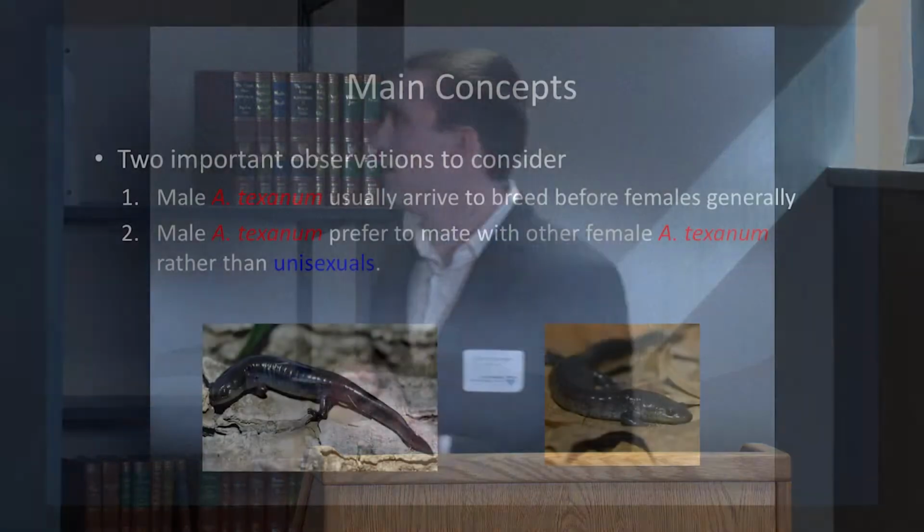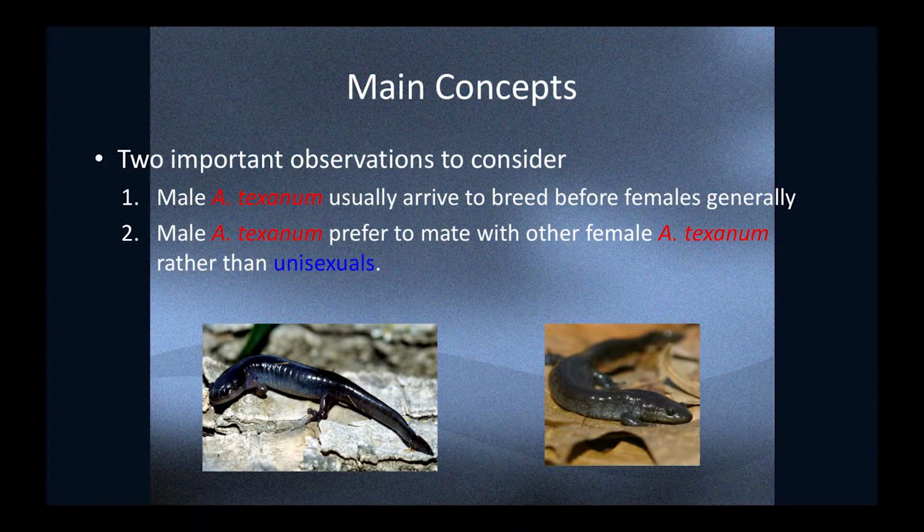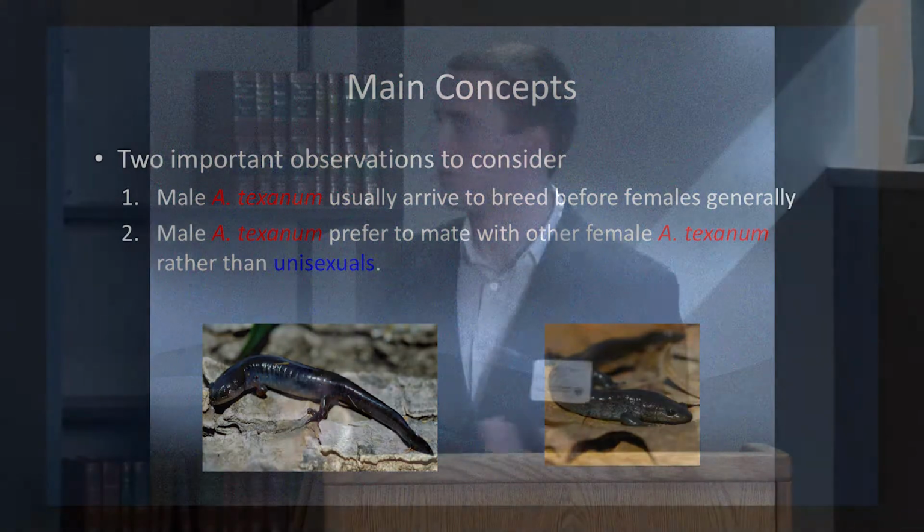So there's two important observations to consider with the Texanum salamanders, which, as I mentioned before, are used as the sexual counterpart to the unisexuals. So the Texanum usually arrive to breed before the females, and that may not necessarily be true in every circumstance, but it has been observed in the past multiple times, and it's disputed currently. I can demonstrate that trend later.